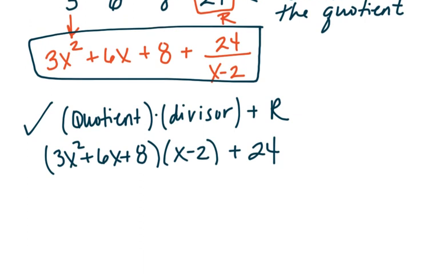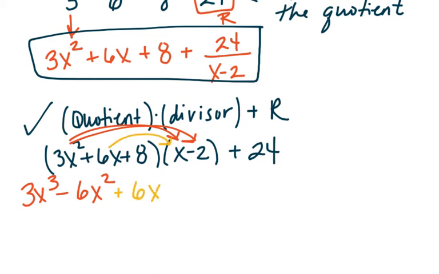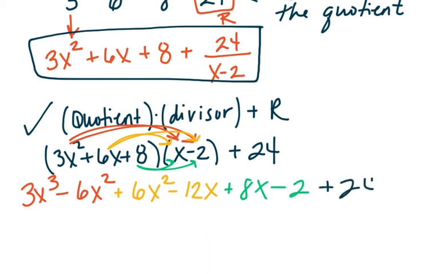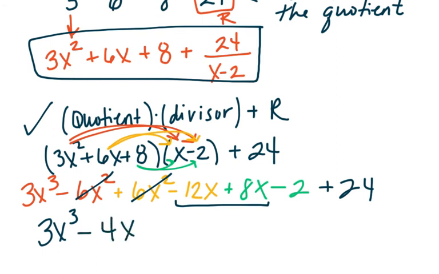So if I do this quick distributing, let's see what happens. We end up with 3x cubed. 3x squared times negative 2 is negative 6x squared. Then we have 6x times x, so that's a positive 6x squared, times negative 2 is a negative 12x. And then 8 times x, and 8 times negative 2. And then we have the remainder added back in. So you'll notice that the 6x squared subtract out, and negative 12x plus 8x is a minus 4x.